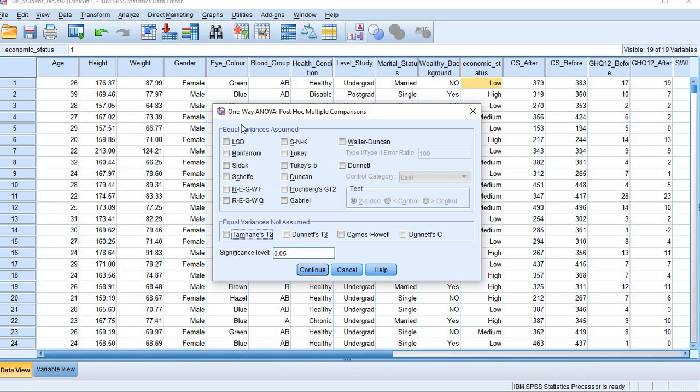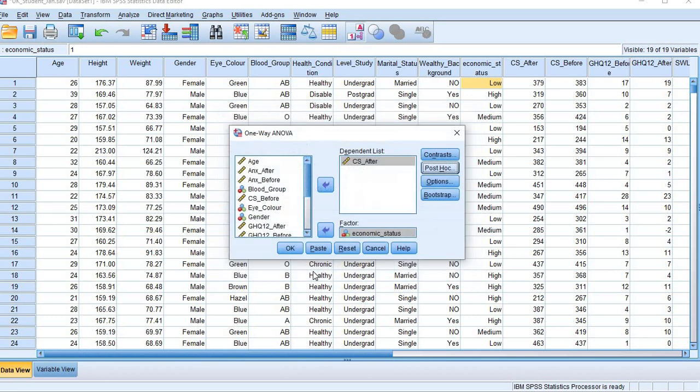Now if you have done the test for equality of variance and the assumption holds, that is equal variance assumed, you select one of these, and in most cases we go with that. If it does not hold, then you choose one from here, and in most cases we also use that. Or you can do both, but of course you need to do the Levene test. And you can as well leave it as default, and click OK.